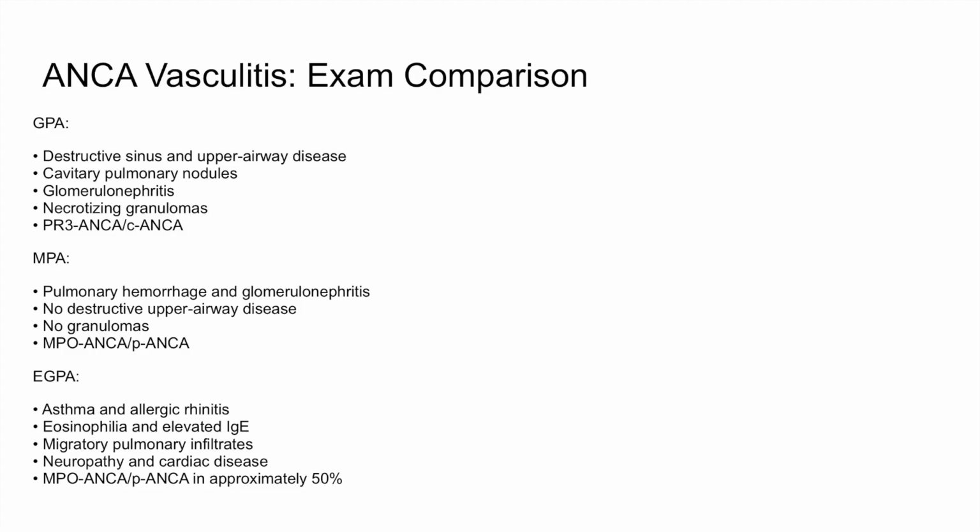EGPA stands out because it occurs in patients with asthma and allergic rhinitis and features eosinophilia, elevated IgE, migratory pulmonary infiltrates, neuropathy, and possible cardiac disease. EGPA may also be MPO-ANCA positive, but only in about half of cases. In short, think destruction and cavitation for GPA, pulmonary renal disease without granulomas for MPA, and asthma with eosinophilia for EGPA.